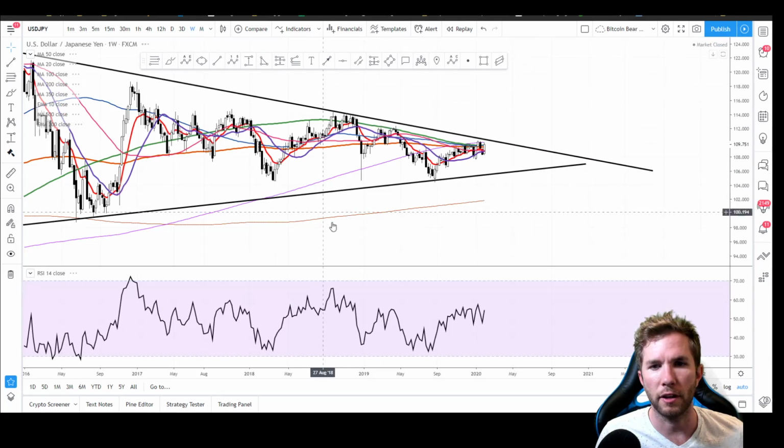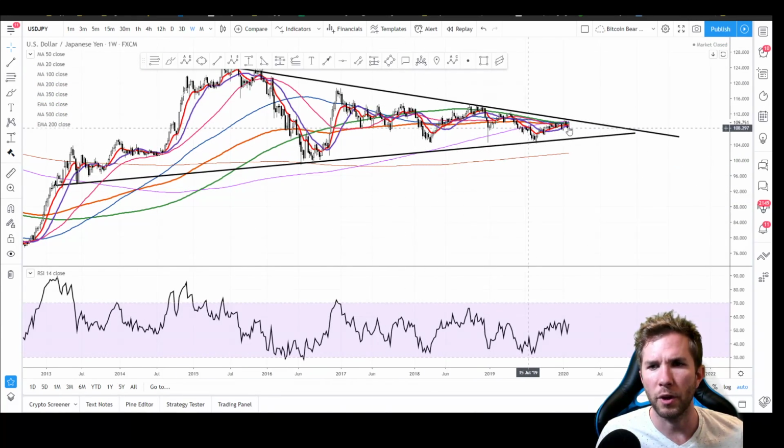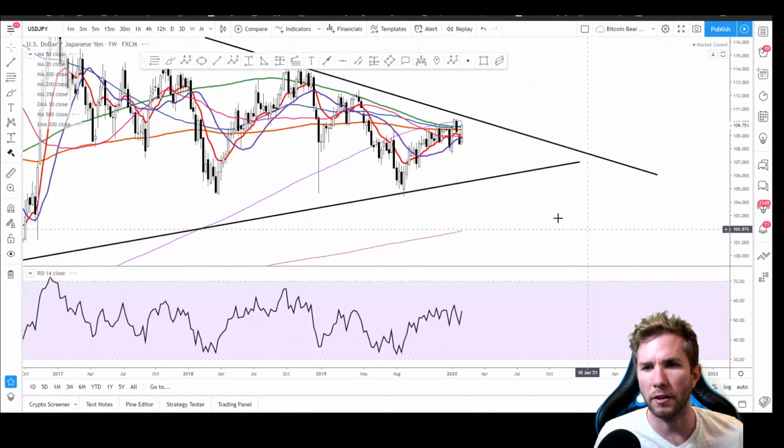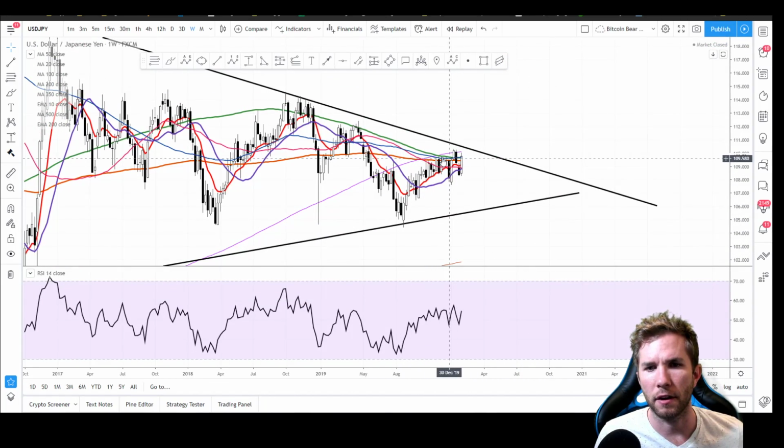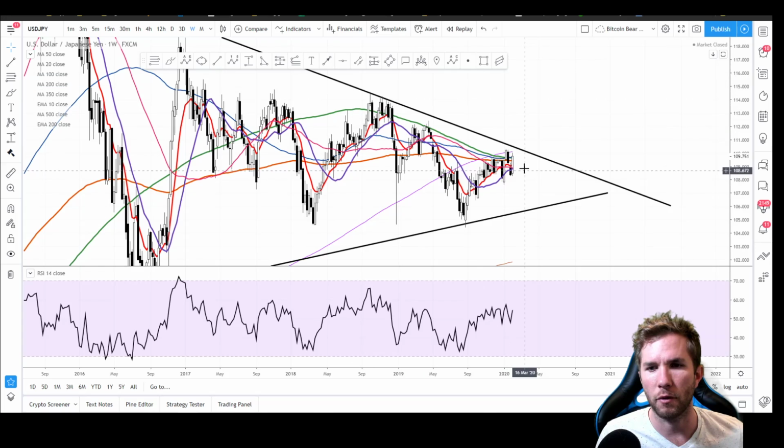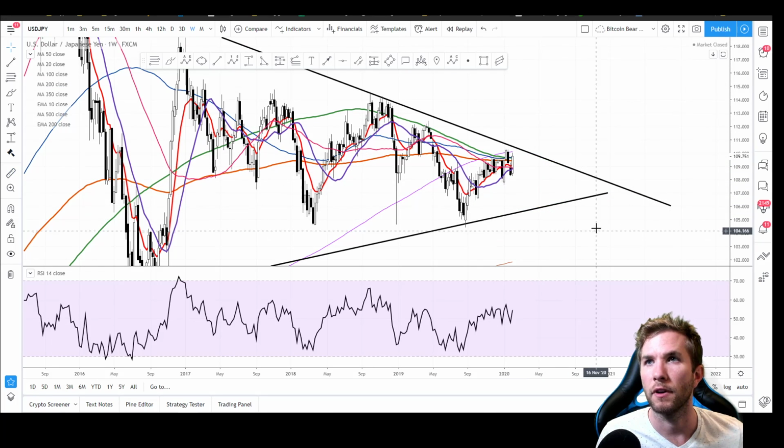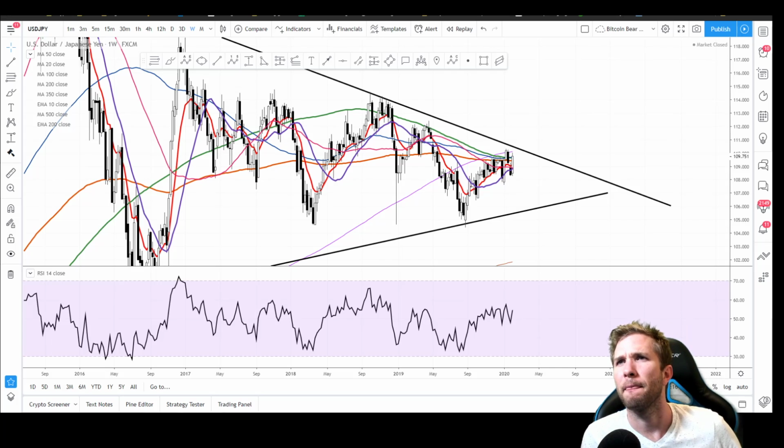Let's take a look at the weekly. Weekly, we're vortexing, but we are still below the 200-day weekly moving average. So USD JPY, we're coming up against a decent short zone coming soon, down to 105. These Ichimoku clouds, I do not use the Ichimoku clouds.